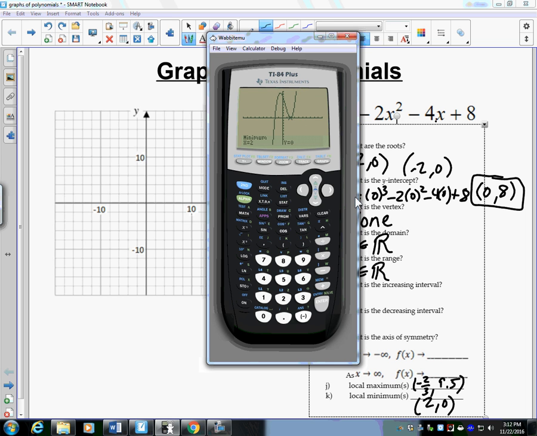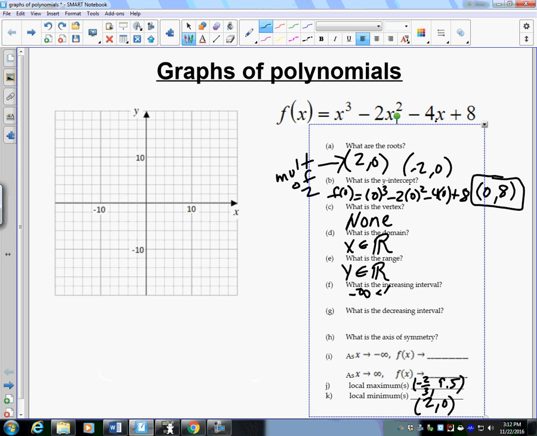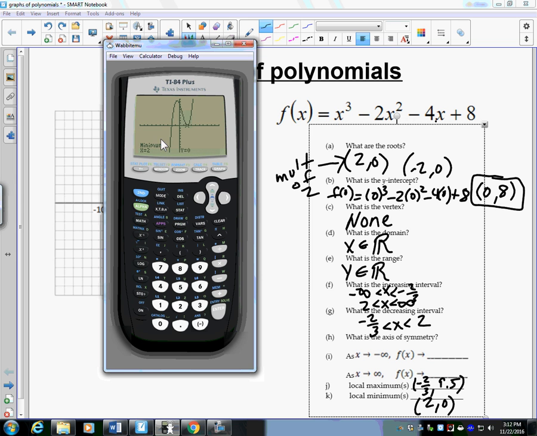So the increasing interval would be from negative infinity on the x to negative 2/3, and from 2 on the x values to infinity. It is decreasing from negative 2/3 to 2. The axis of symmetry. There is no axis of symmetry when it comes to a polynomial, so this is none also.